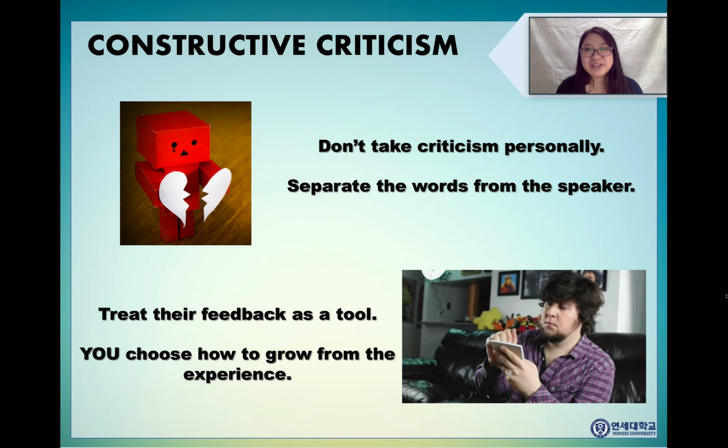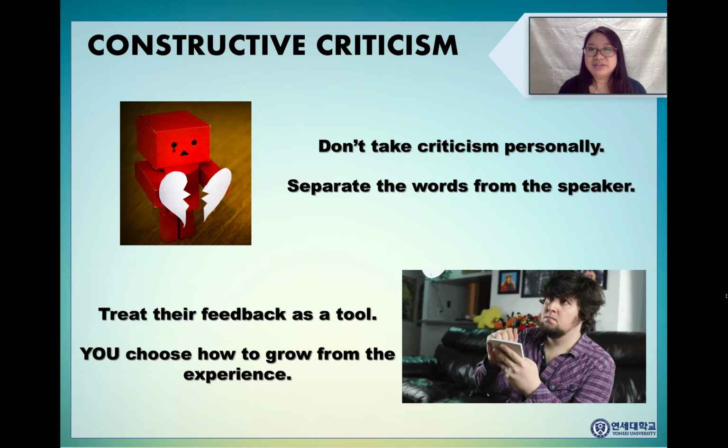Then treat their feedback as a tool. You always choose how to grow from the experience. Maybe they give you some constructive criticism and you decide that it isn't what you want to do. That's okay. It's your choice. You are using their words as a tool for you to use. Okay? So, very hard. You definitely learn this from experience and getting your heart broken many times, but you will get there eventually.